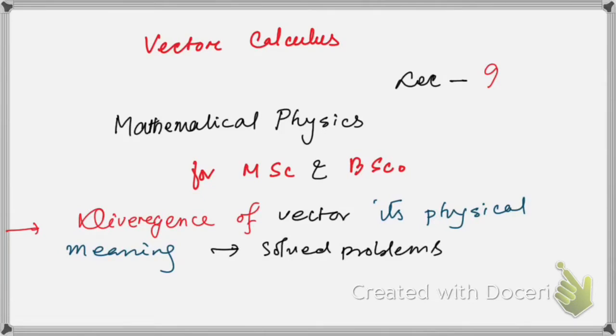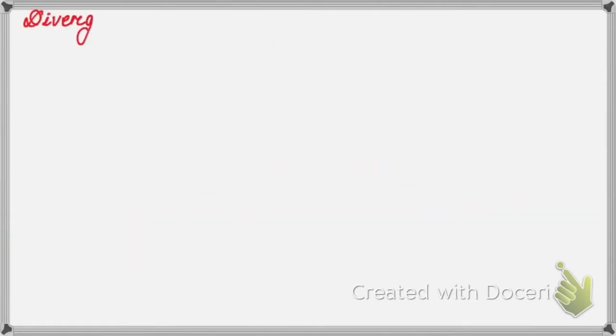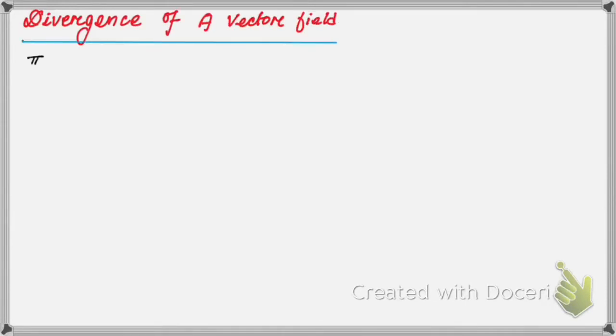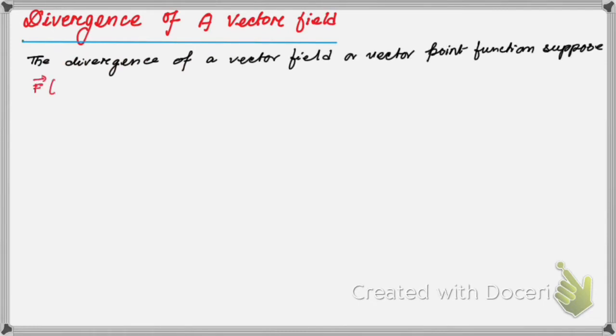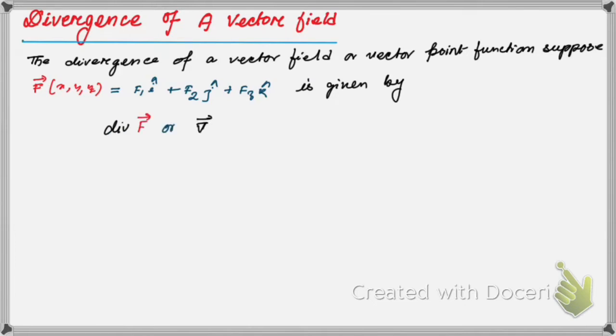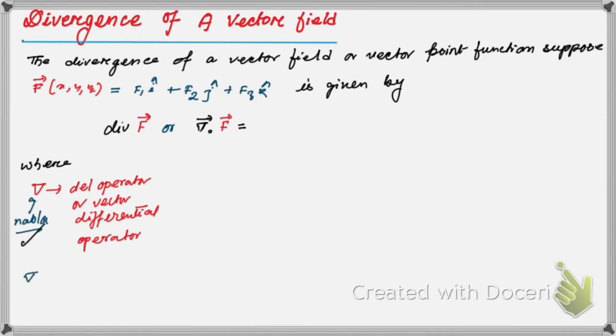Okay, so let me explain what is divergence of a vector. The divergence of a vector field or vector point function: suppose the vector field or vector point function f is given by f1 i cap, f2 j cap, f3 k cap. Then it is given by divergence of f, or you can write del dot f. Here del is the vector differential operator, or del operator, you can say. This symbol is also known as nabla, and this operator is given by this. We have already got this one in the last lecture, I think. Okay, so this is your del operator.